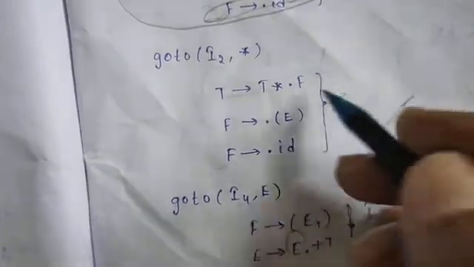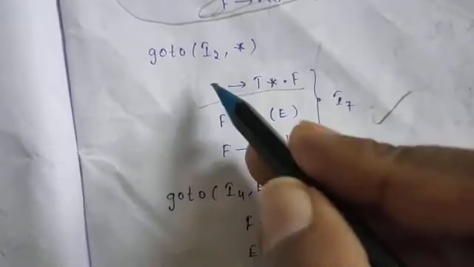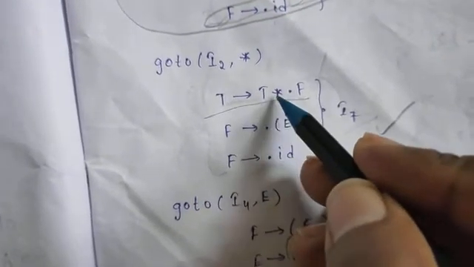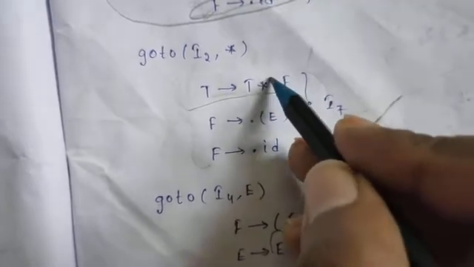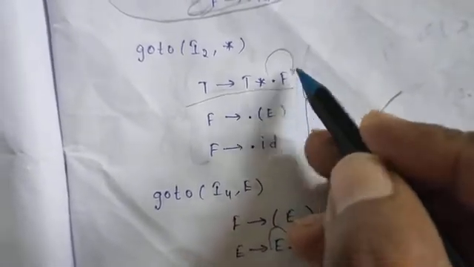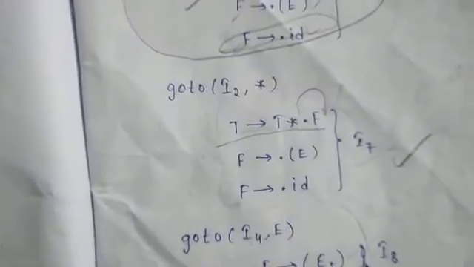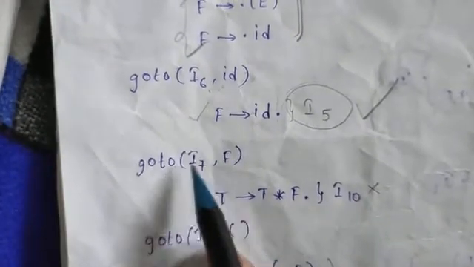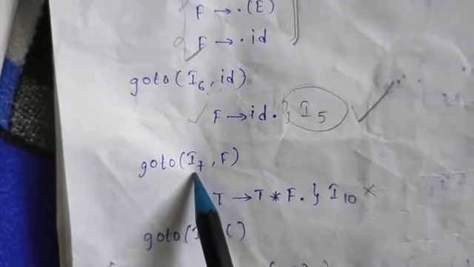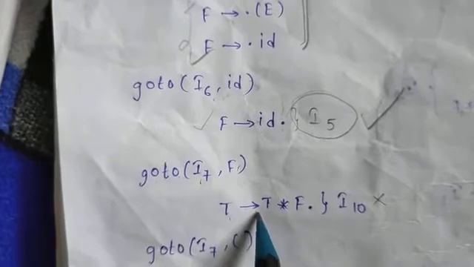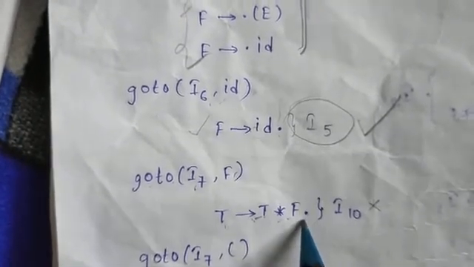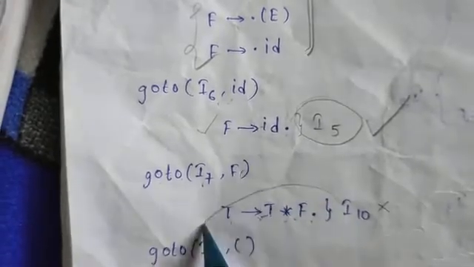In I7 the first production should be T tends to T star dot F. Here the dot is moving over F. So for that reason here we are placing goto. Now we are dealing with the F7 state. Here the dot is moving on F. For that reason F tends to T tends to T star F dot, like that. So this is one state.